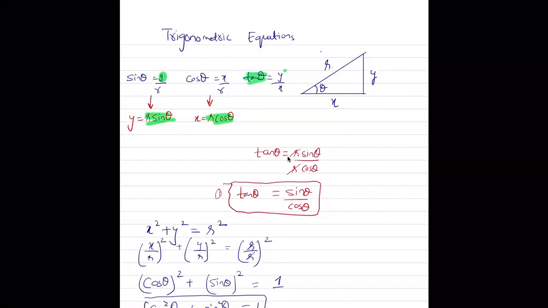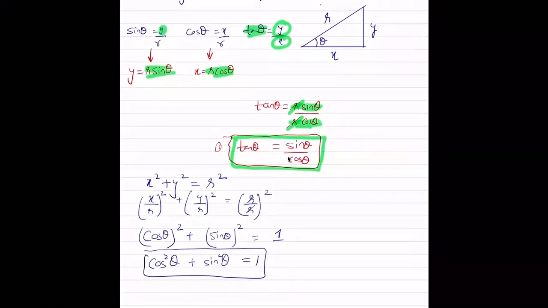And tan theta was equal to y upon x. So if tan theta is equal to y upon x, and y is r sine theta and x is r cos theta, you can see that r and r are going to cancel out, and tan theta is equal to sine theta upon cos theta. So that's one of the identities, one of the ratios you can use in your calculation: tan theta is equal to sine theta upon cos theta.